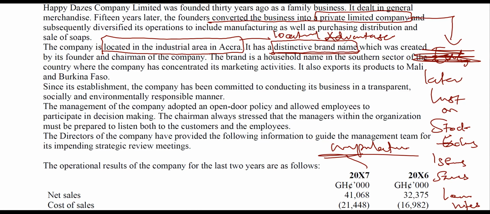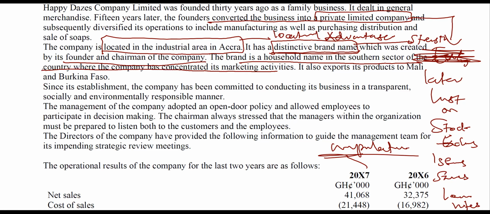So this one, because it is not outside, it is the company's brand. It is a strength as well. Are you getting it? Which was created by its founder and chairman of the company. The brand is a household name in the southern sector of the country.